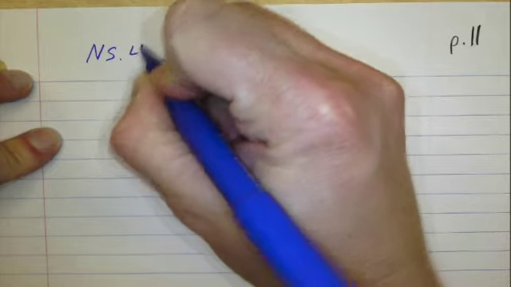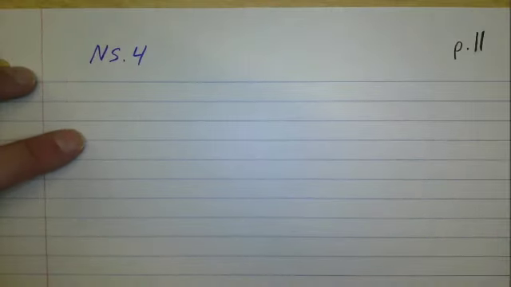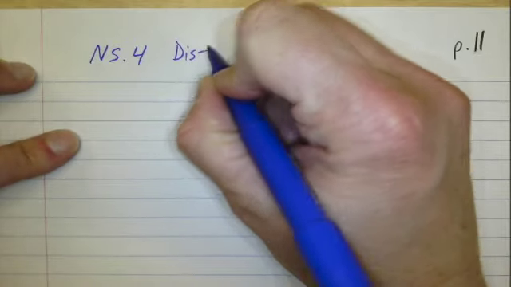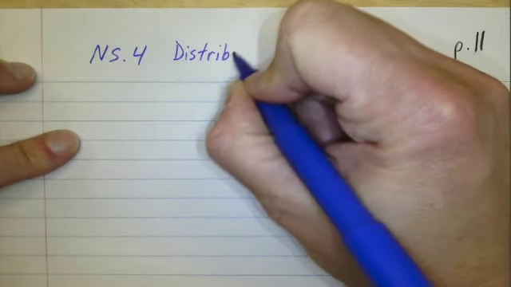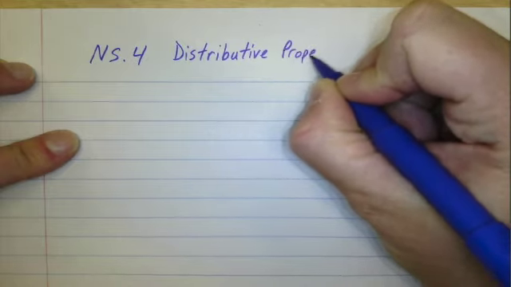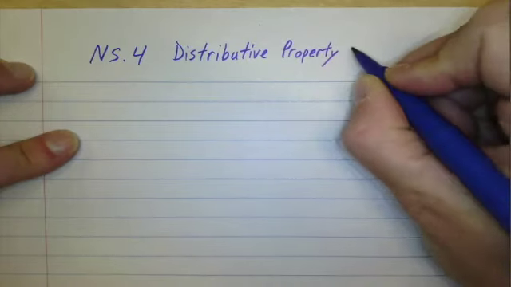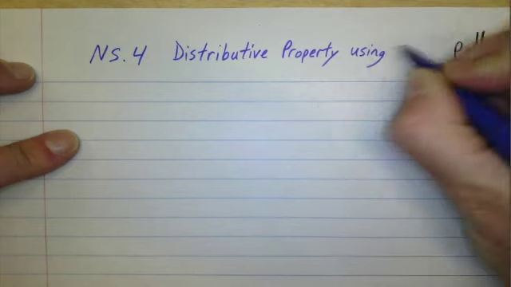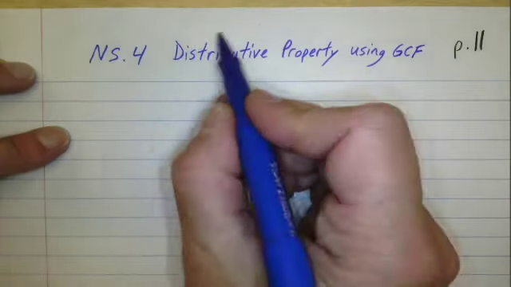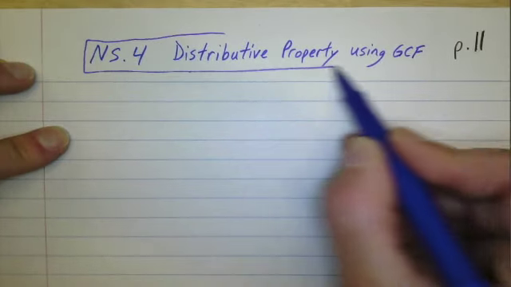Page 11 in our notes, and this is standard NS.4. NS.4: Distributive property using GCF. And if you remember, that was greatest common factor. Put a box around this.